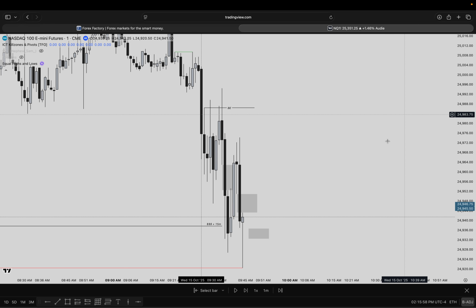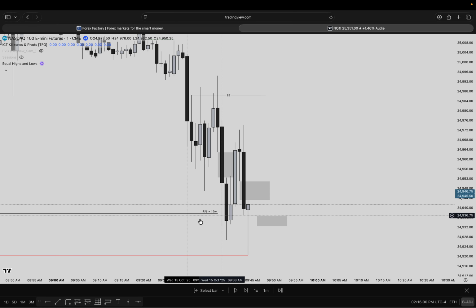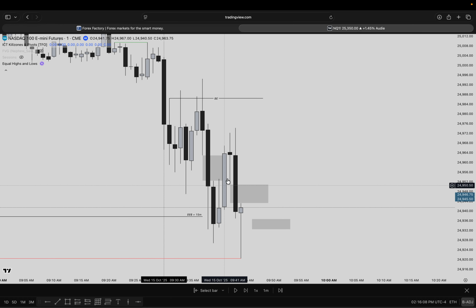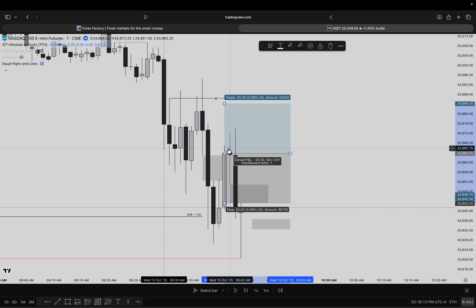Let's see, where is it that we took the entry? Okay, so off here we take that 15 minute, we tap into that 15 minute, also taking liquidity, and we have a decent entry model. I do like how volatile these candles are. Just this close could have definitely been better.